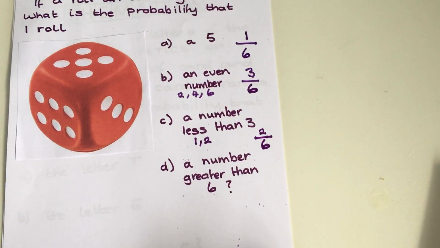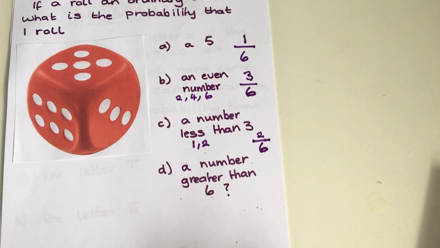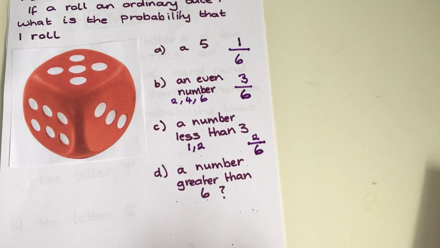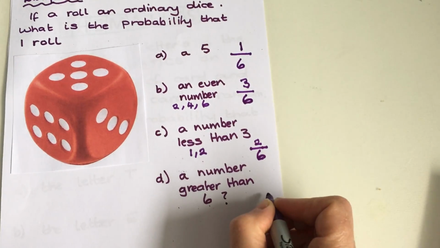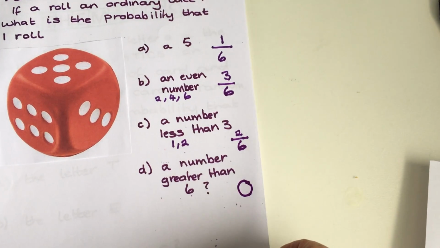Part D says, what's the probability that I roll a number greater than 6? Well, there are no numbers on a dice that are greater than 6 because greater does not include 6. So that is impossible. So like before, we write 0.